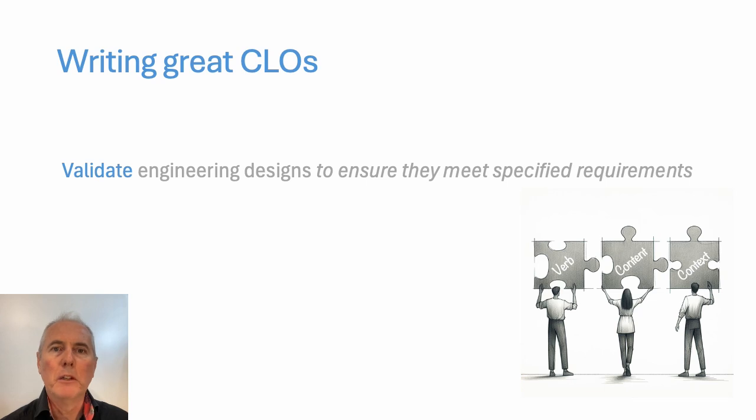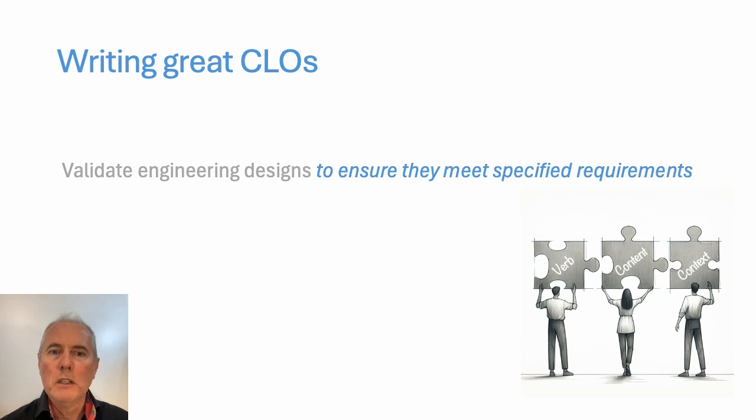Firstly, the verb, validate. This is the student action. This must be observable and measurable for mastery to be accessible. In this case, I'd expect an authentic assessment to match. Secondly, engineering designs. This is simply the subject matter to be studied. And finally, the context, to ensure they meet specified requirements. This limits the scope of the content to be studied. So there we have it.